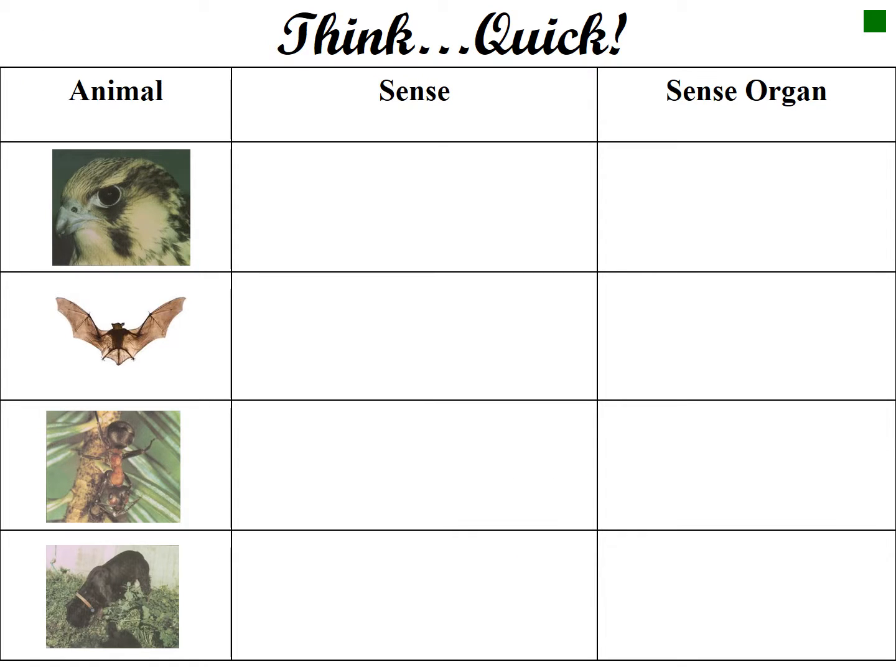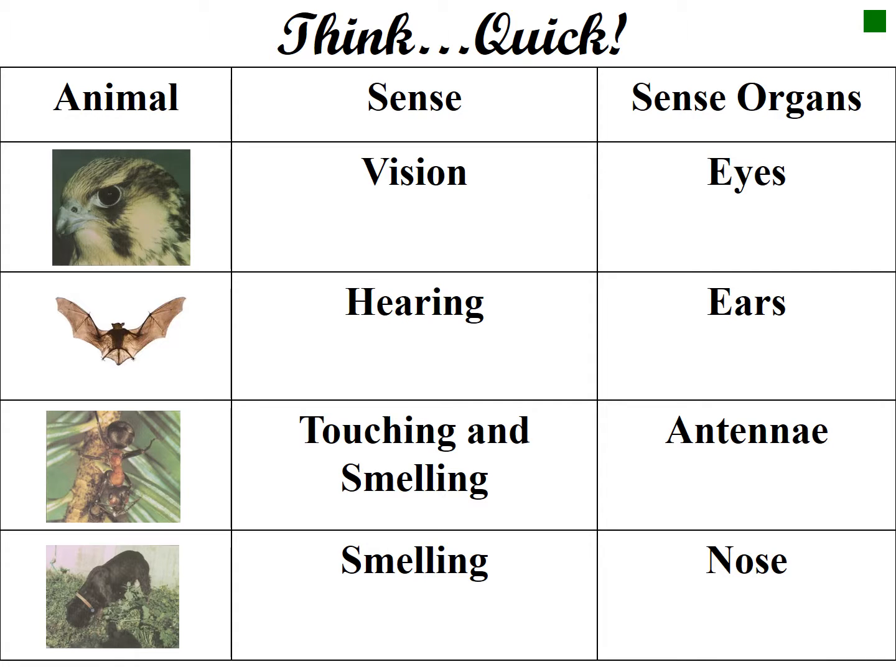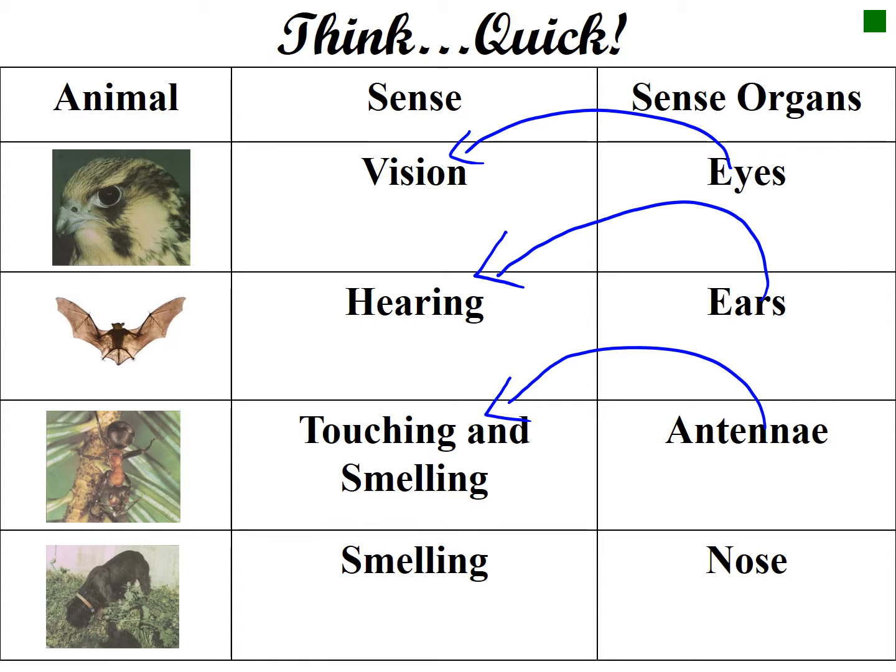Here the table, sense and sense organ. As I said, eyes, so the sense is vision. Sense organ, ears, hearing. Touching and smelling for the ant, antenna. The nose for the dog is for smelling.